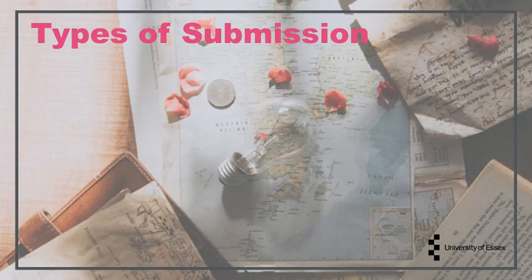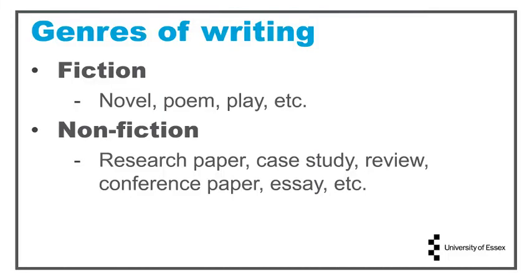First, let's look at the types of submissions we accept for the Essex Student Journal. When writing, there are several genres to be considered. In basic terms, the genres can be divided into fiction and non-fiction. At the Essex Student Journal, we typically only accept submissions of non-fiction. However, we may put out specific calls for papers for special issues for fiction writing in the future.